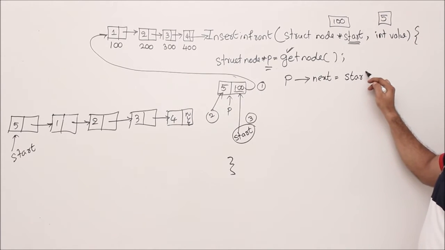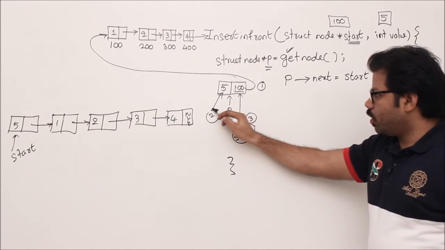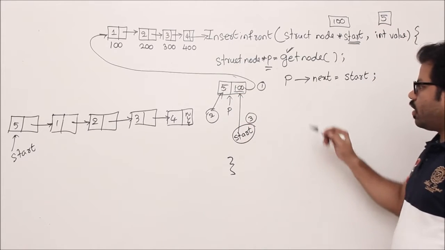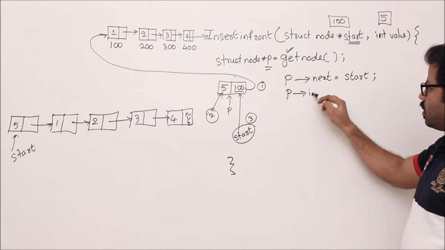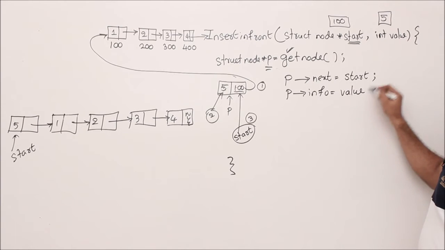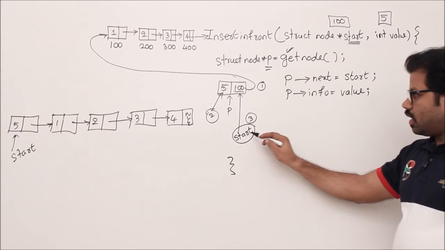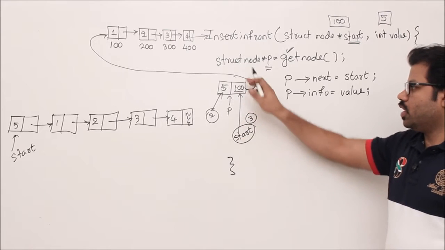100 is known as start. Now what is the next thing? Step number 2: we have to write data. For writing data, we know that we have to access P cap info. P cap info equal to value. That 5 is nothing but value. So perfect. The third step is start. Start should be moved to this one.